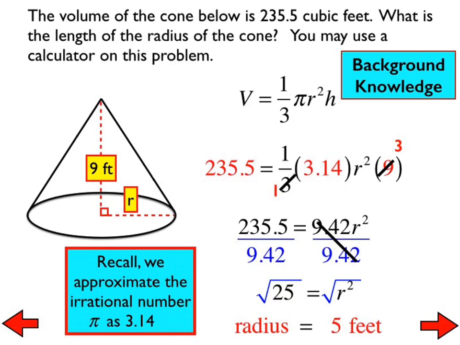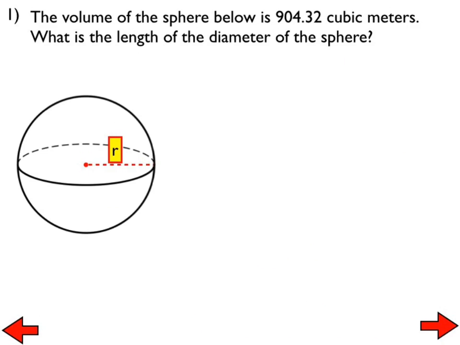Now if we were just asked to solve the equation r squared equals 25, our solution would be plus or minus 5. But of course, a negative radius doesn't make any sense. And so that's why we neglect the negative version of our answer. Okay? So this is something that we have done in the past. Let's go to the official number 1 for today.